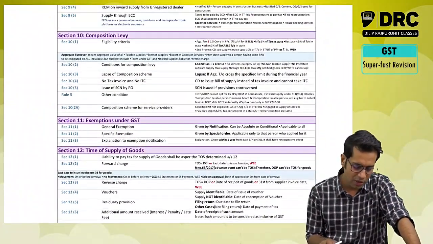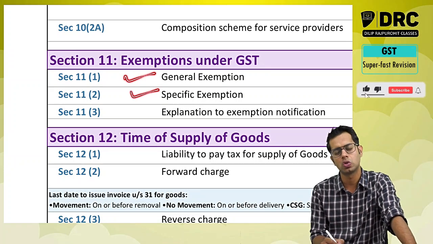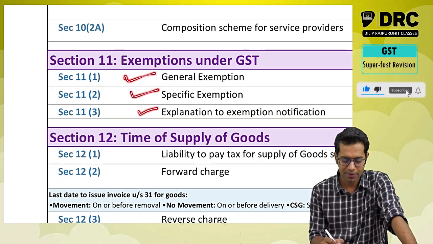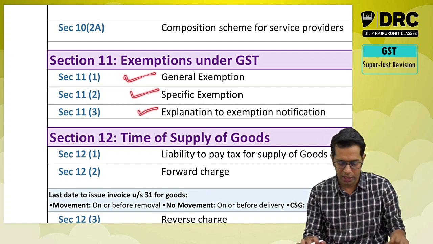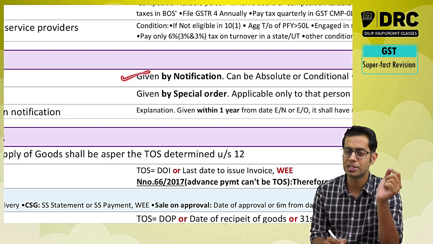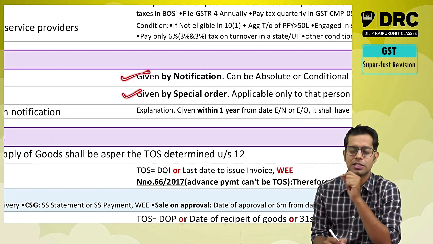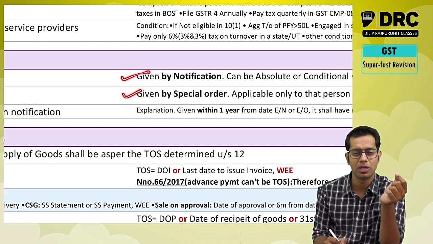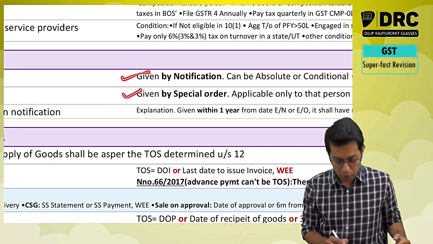Then section 11 talks about exemptions. Section 11 subsection 1 talks about general exemptions. Section 11 subsection 2 talks about special exemptions, and section 11 subsection 3 talks about an explanation to an exemption. Section 11 subsection 1 says general exemptions will be given in public interest by way of a notification. It will be applicable to every person. Then section 11 subsection 2 talks about special exemption. It will be given by way of a special order. It will be applicable only to that person who is seeking those exemptions.